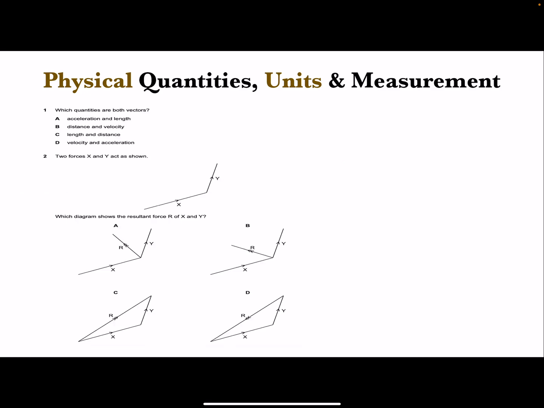All right. So which quantities are both vectors? Again, you don't have to know all these quantities yet. We will study them in detail. So in this case, the quantities that are both vectors is answer D.